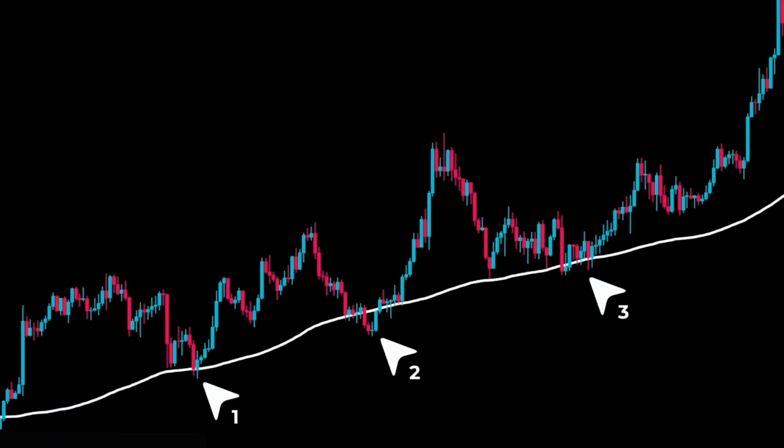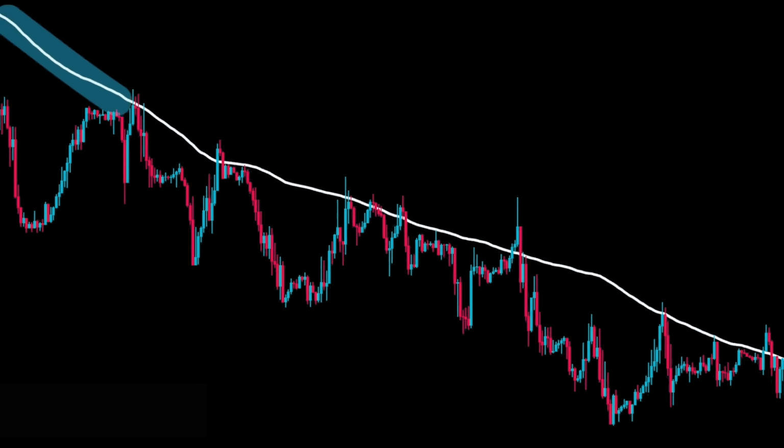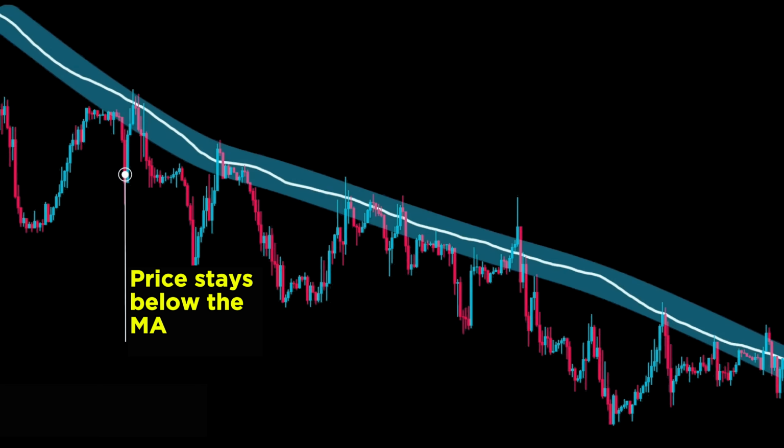This repeated behavior highlights that the moving average was not simply following the price. It was acting as an important technical level where market participants consistently reacted. The more often a moving average provides support in a strong trend, the more confidence traders may have in using it as a reference point for future trading decisions. The opposite concept applies during a downtrend.